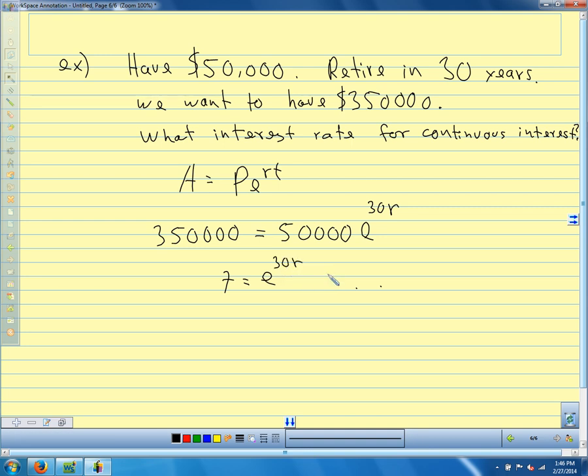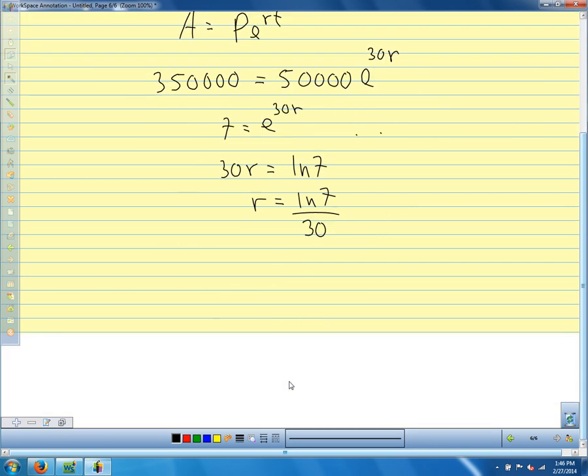Take the natural log of both sides. So when we take the natural log of both sides, we get 30r equals natural log 7. And r equals the natural log of 7 divided by 30. And that's approximately 6.5%.